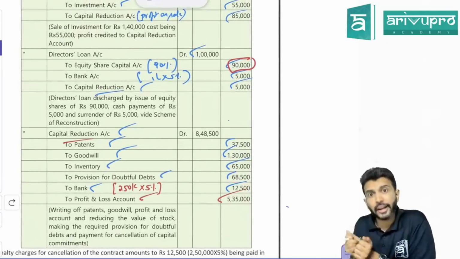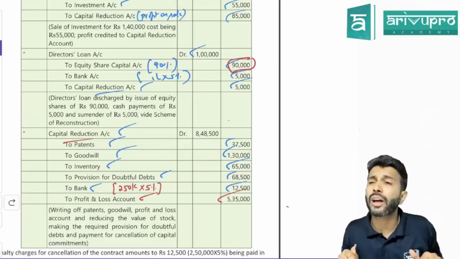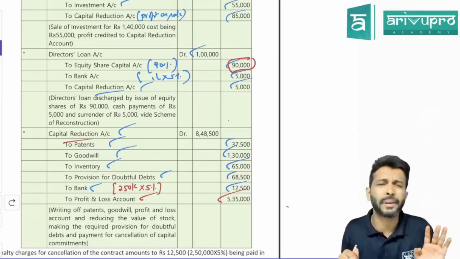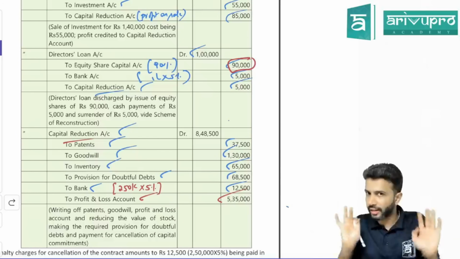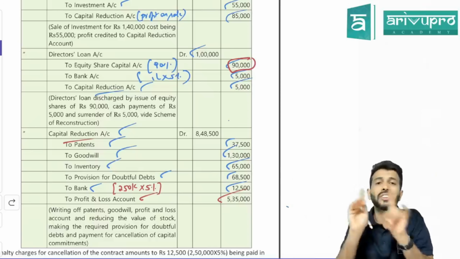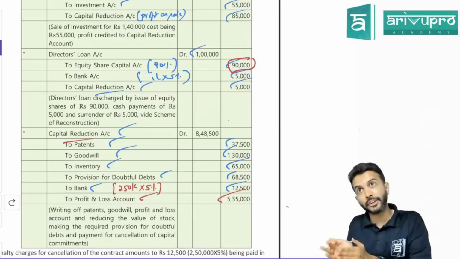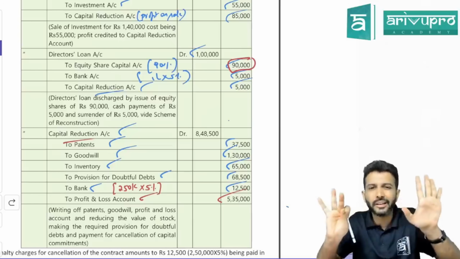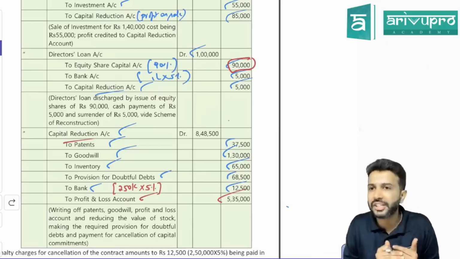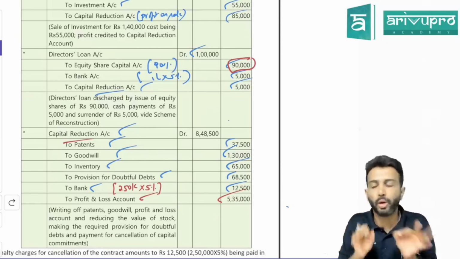5,35,000. Even after writing off P&L, if the reconstruction account still has a balance, transfer it to capital reserve. So that particular ledger, the capital reduction or reconstruction account ledger, will give you that balance. So I have to present it in a ledger only? No. Just present it as a statement or as a ledger based on your convenience, but do present it.